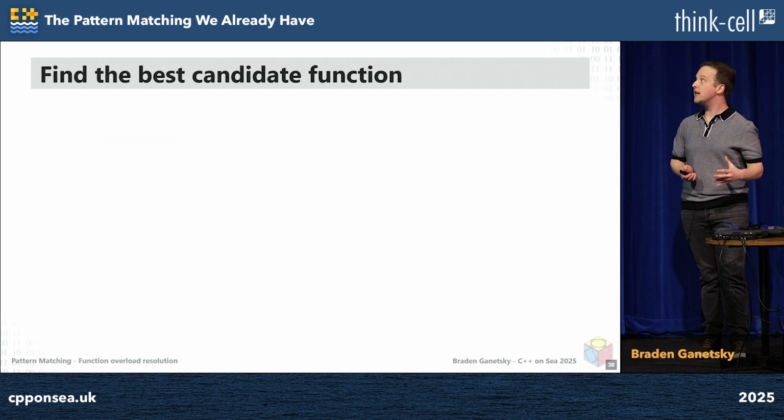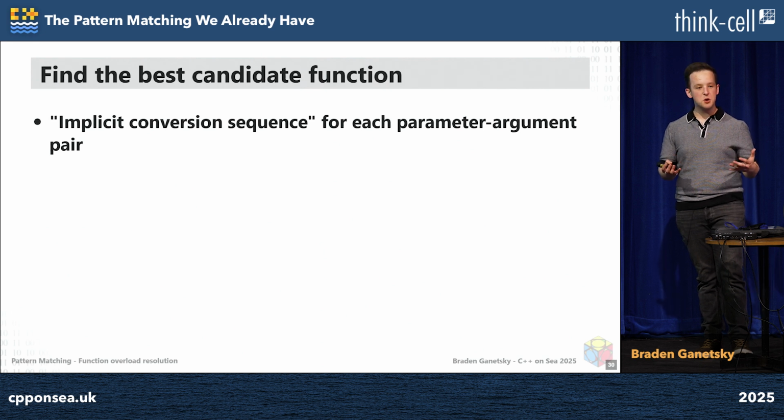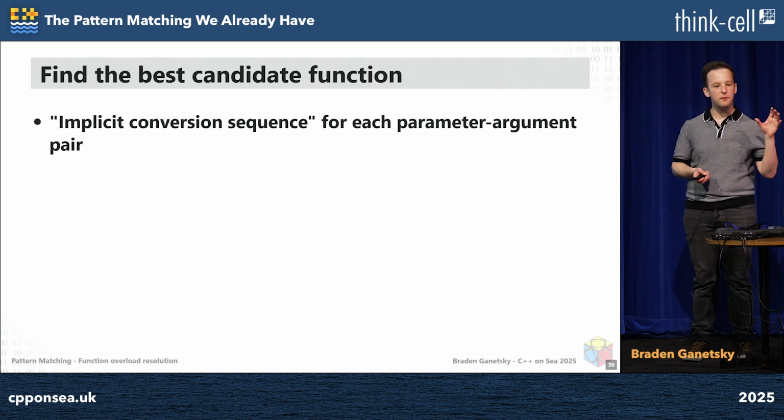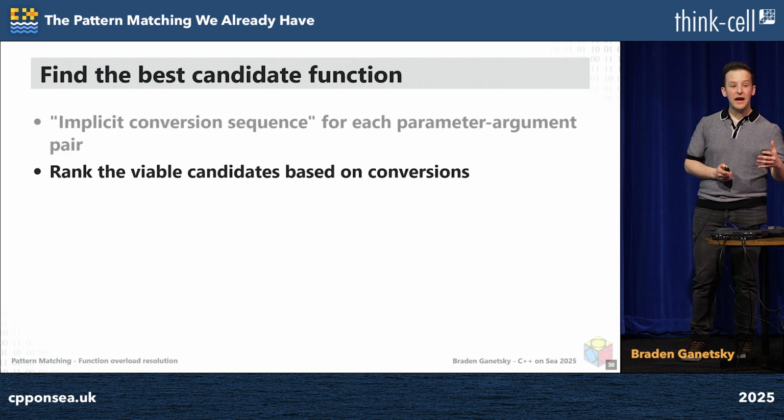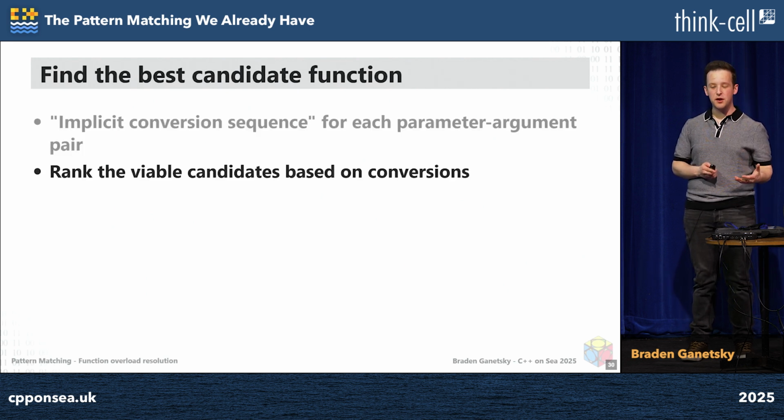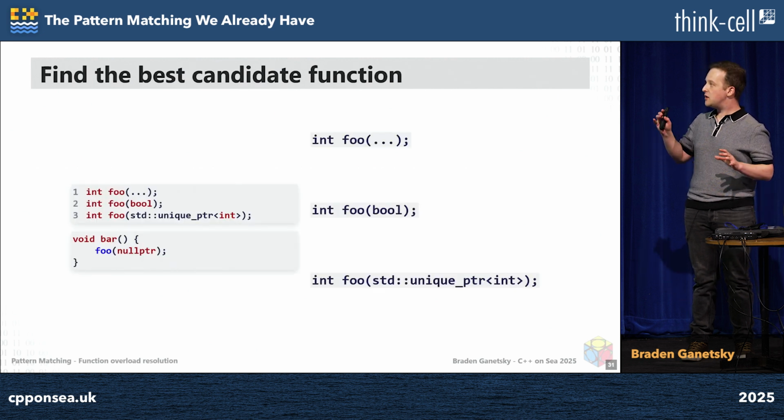So from the viable list, we need to find the best candidate function. So we find the implicit conversion sequence. Basically, what's the sequence to get from null pointer into whatever thing we need to do for each parameter argument pair. From there, we rank these viable candidates based on the conversions. I won't go too much into these details. That's for another talk. And then we'll find out which function declaration is the one that we actually call.